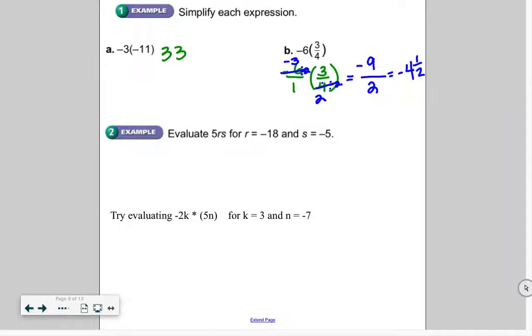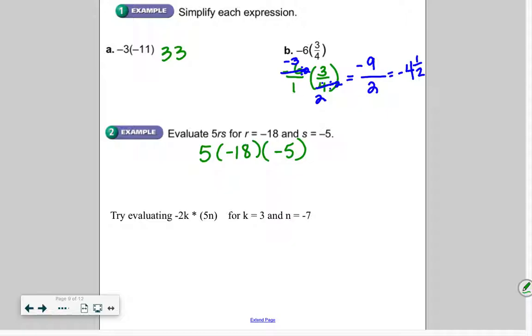Evaluate 5 times r times s. So remember, when I replace a number with a variable, I need to make sure that I'm putting everything inside parentheses that's being replaced with a variable. So 5 times negative 18 times negative 5. Is this going to be a positive or a negative answer? Should be a positive. 2 negatives make a positive, and you're multiplying times another positive.